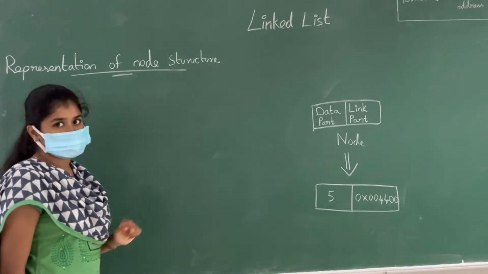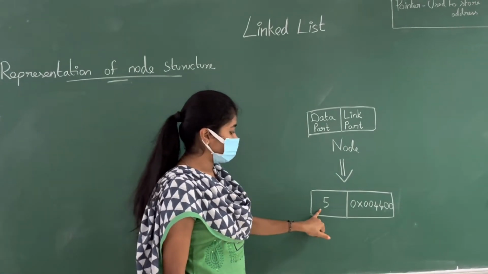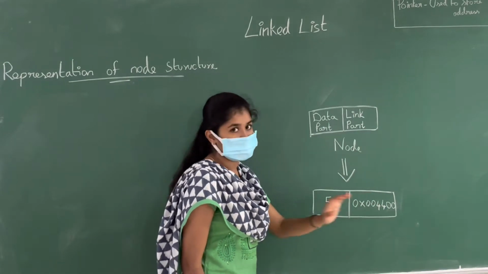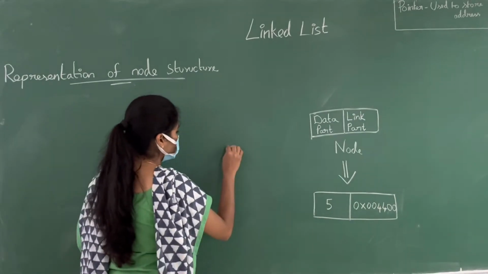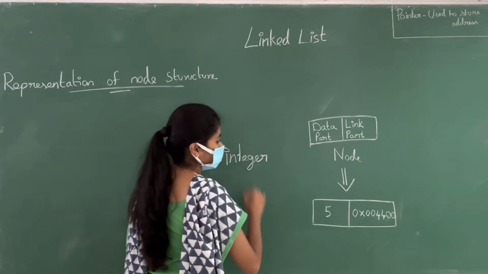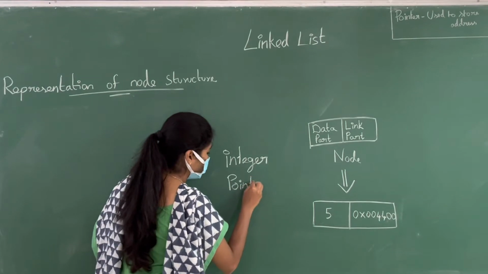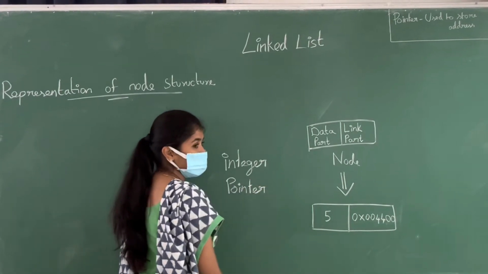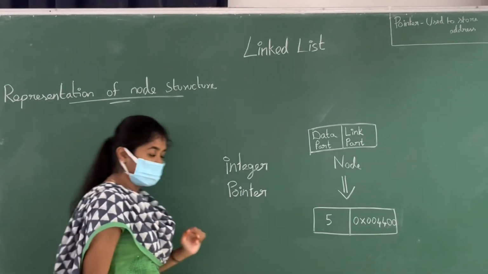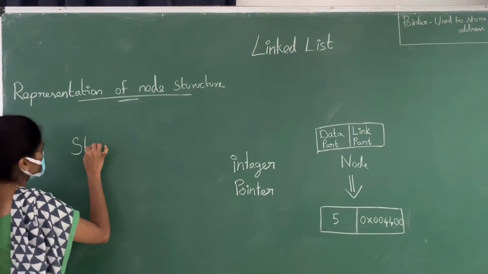Representation of a node structure. We all know how a node will look like. The data part contains the element and the link part contains the address. The element is of the type integer, whereas the address is of the type pointer. Both are variables, but not of the same type. So a user-defined type, structure, is used here.